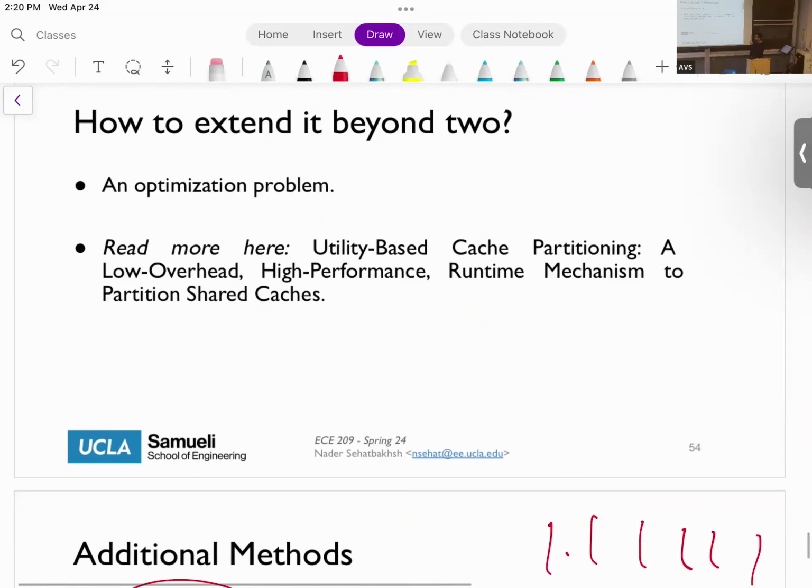If you're more interested to go through the details of the actual optimization algorithm and all, take a look at this paper. Okay? Questions?